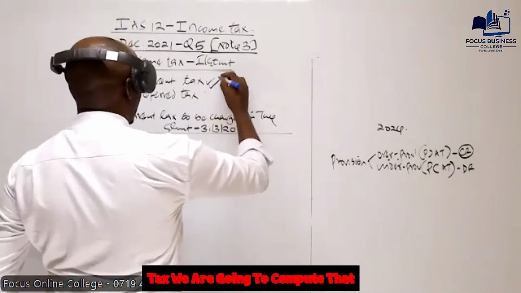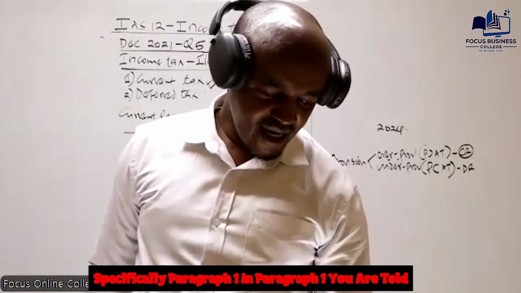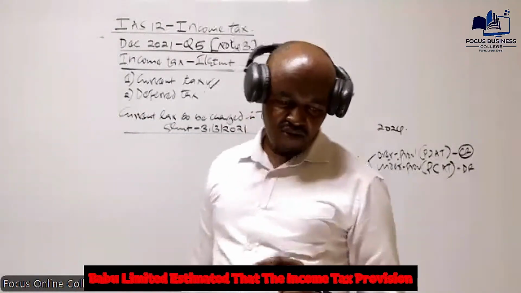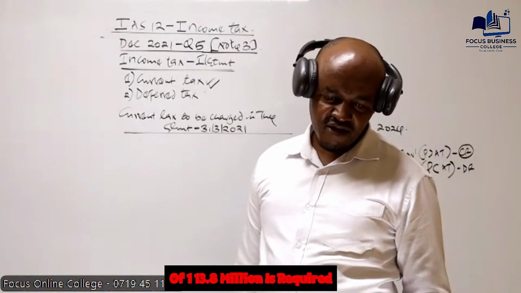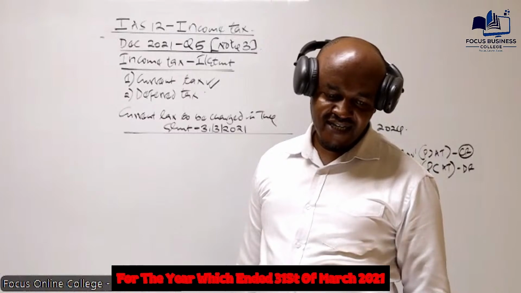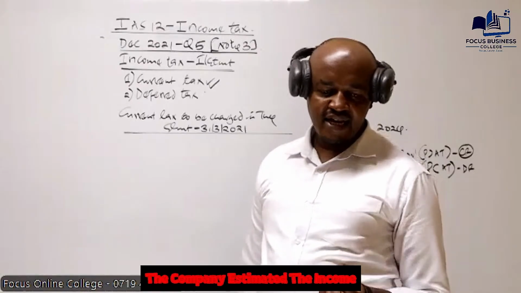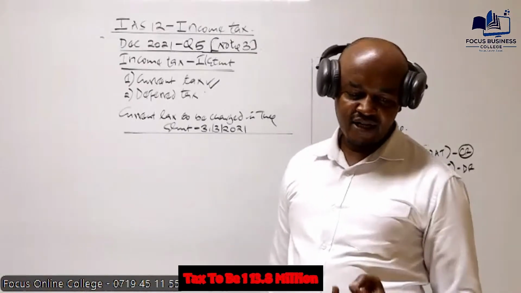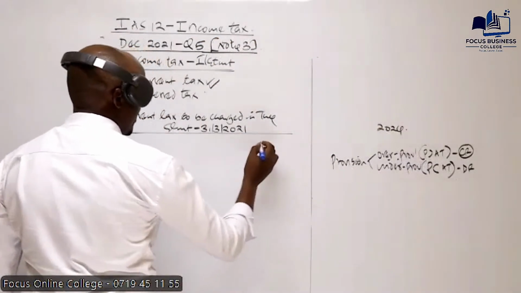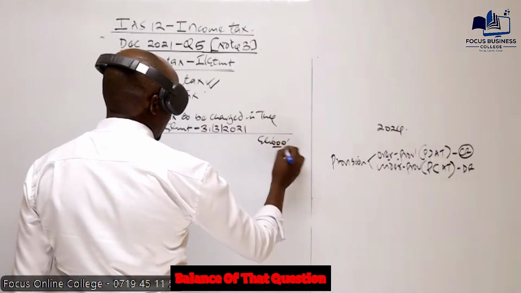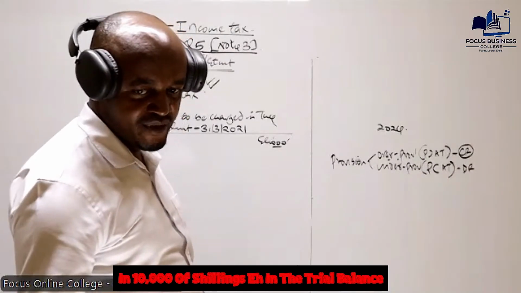This amount of current tax, we are going to compute using the information in note number 3, specifically paragraph 1. In paragraph 1, you're told that D Limited estimated that an income tax provision of 113.8 million is required for the year which ended 31st of March 2021. So basically, during the current year, the company estimated the income tax to be 113.8 million. If you go back to the trial balance of that question, you'll see that the figures are given in thousands of shillings.